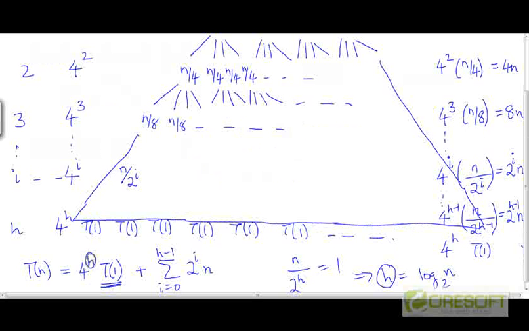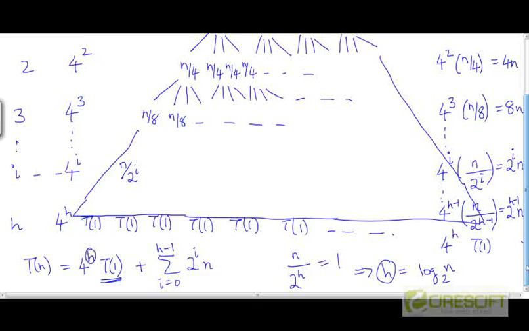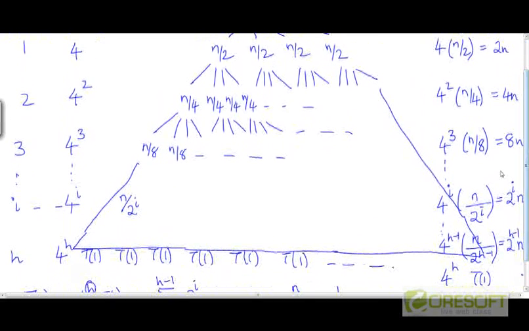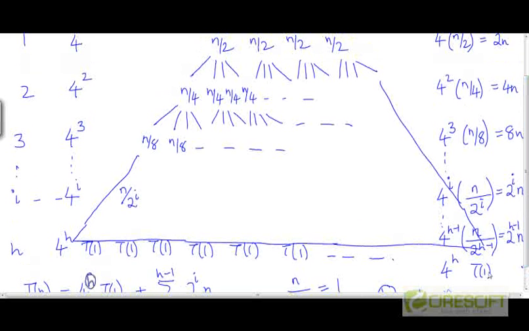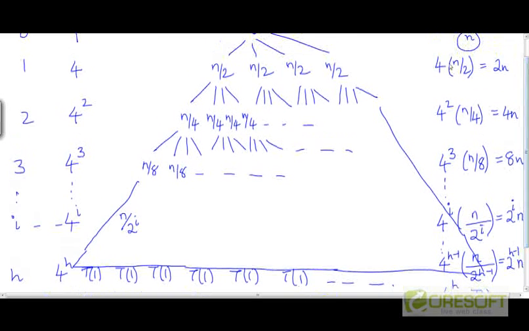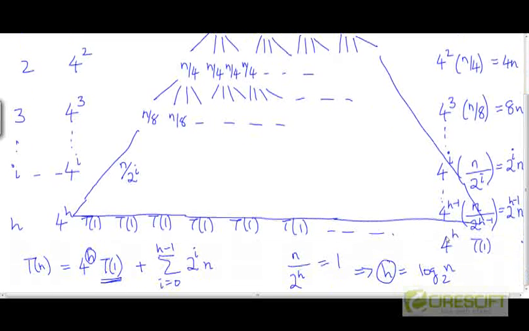Actually, you can think of the very last term here, 4 to the power h times t of 1, as really part of this geometric series, even though we wrote it separately. The reason we wrote it separately was because this t of 1 does not neatly fit into this geometric series. But if you look at the form of this term, you can see that each term in this geometric series has a power of 4, which is steadily increasing down the tree. And in fact, for the last term, it's a natural continuation of the previous term. So the previous term was 4 to the power h minus 1, and at the last term we have 4 to the power h.